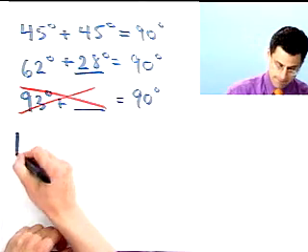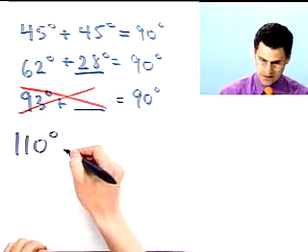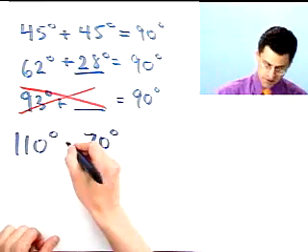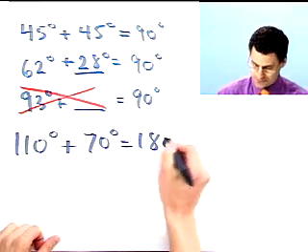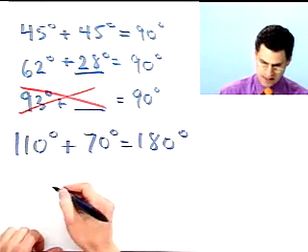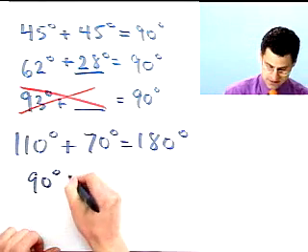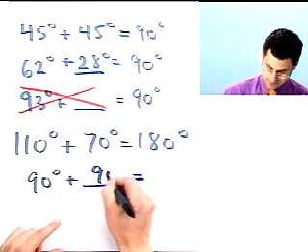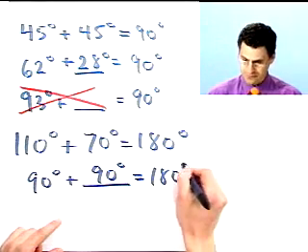So, for example, 110 degrees and 70 degrees would be supplementary angles because when you add them up, you get 180. What would be the supplementary angle of 90 degrees? Well, that's not that hard. It would just be 90 degrees because when I add them up, I get 180.